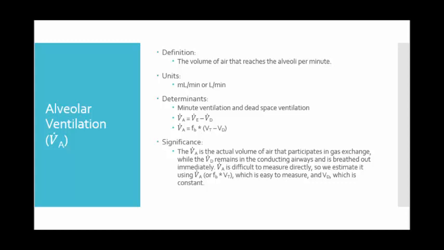Alveolar ventilation is just the volume of air that reaches the alveoli, and it's V dot A. So again, it's a rate of airflow, so it's a per minute unit. It's in milliliters per minute or in liters per minute. Now, what do I mean by that reaches the alveoli?